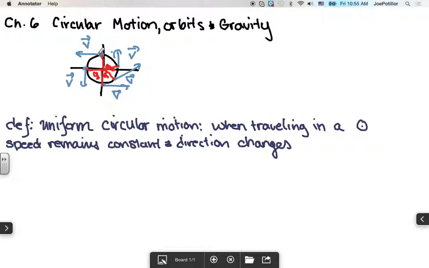The angle is constantly changing, so you have to keep that in mind when we're talking about circular motion. Of course, we'll talk more in detail about this in another section, where we have the forces that cause circular motion.